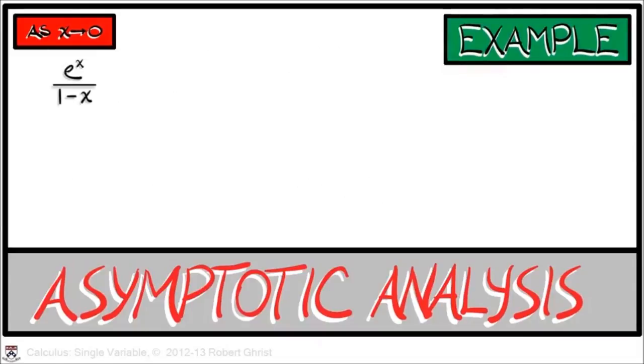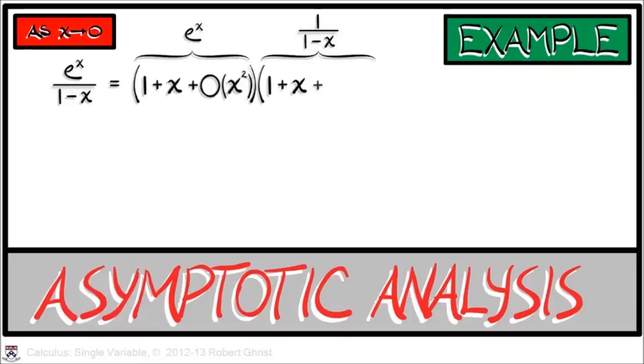As x goes to 0, consider e to the x over 1 minus x. Well, I'm going to write that as the product of two functions. E to the x is 1 plus x plus big O of x squared. Using the geometric series, we see that 1 over 1 minus x is also 1 plus x plus big O of x squared. Now, how do we simplify this? Well, we pretend that everything in sight is just polynomials and multiply them together, even the big O terms.